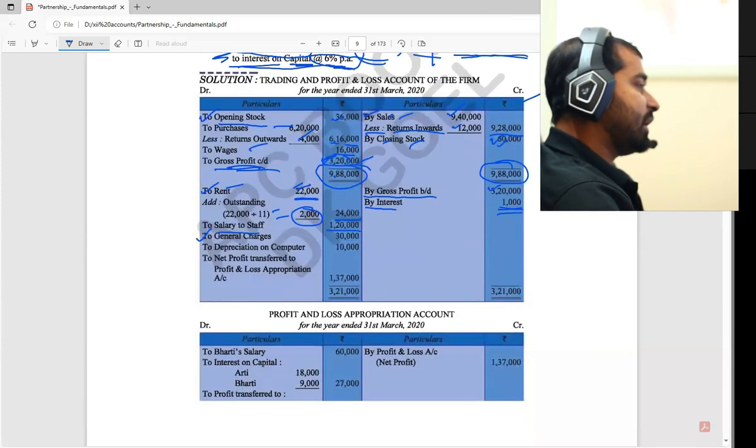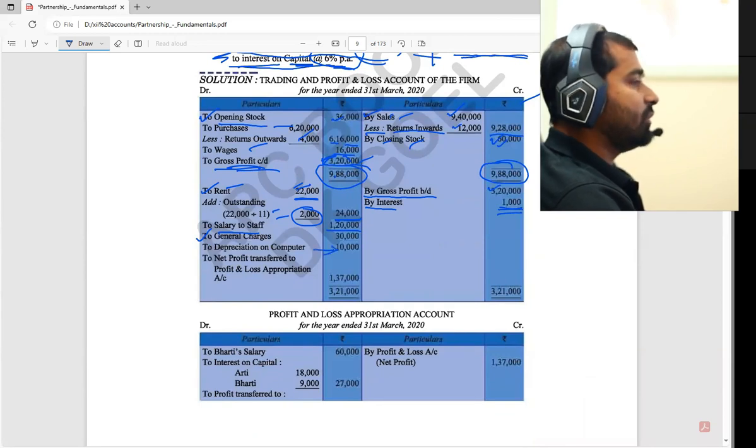Now let's see how to deal with these things. Now depreciation we have taken 10,000. Now we are doing the tally. So this side will be 3,21,000.